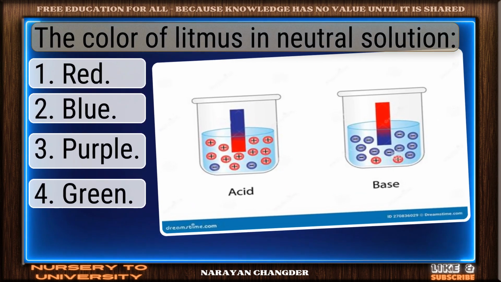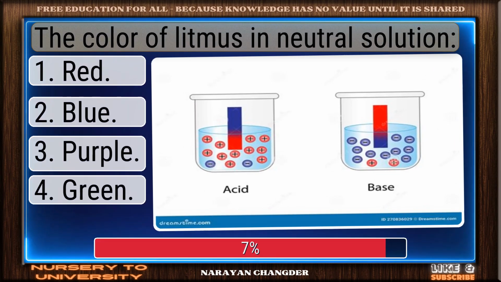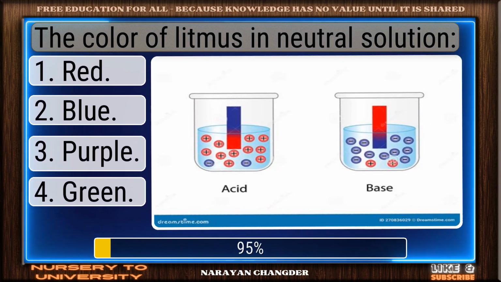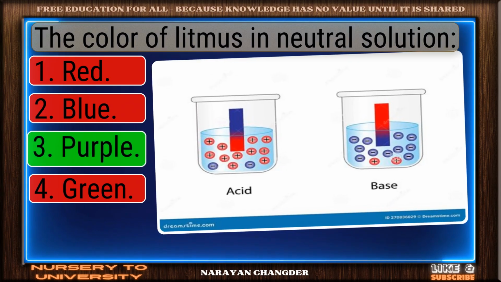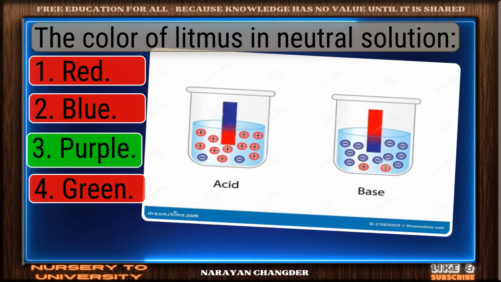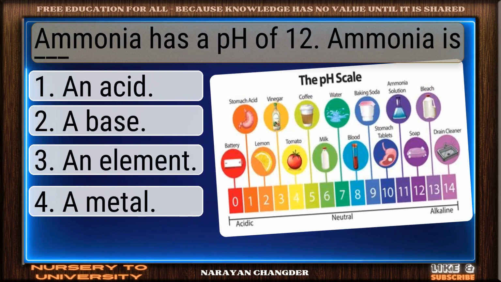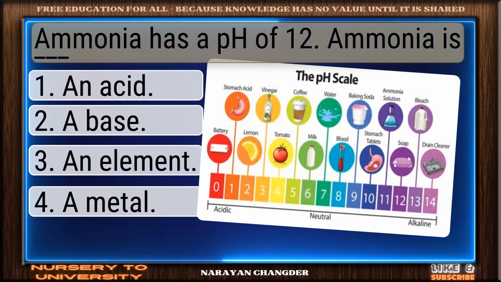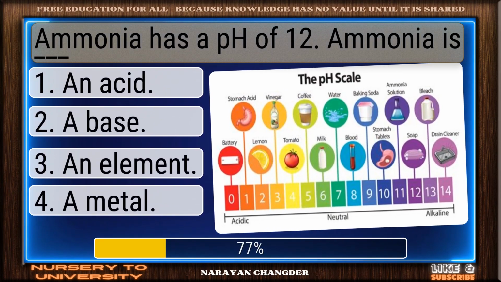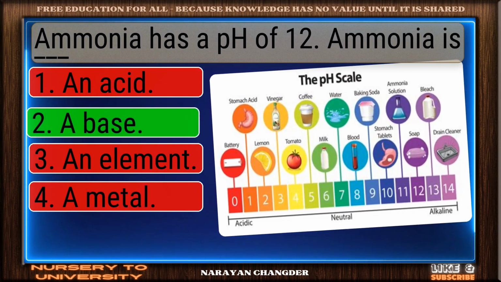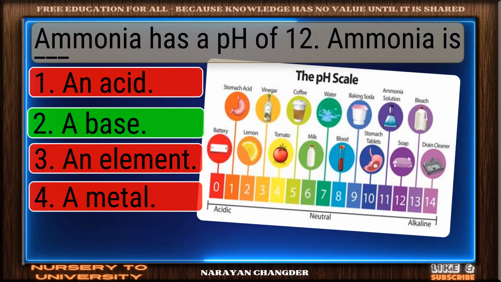Question number 7. The color of litmus in neutral solution. Great job! Purple is the accurate answer. Question number 8. Ammonia has a pH of 12. Ammonia is dash. Excellent choice. A base is the right answer.